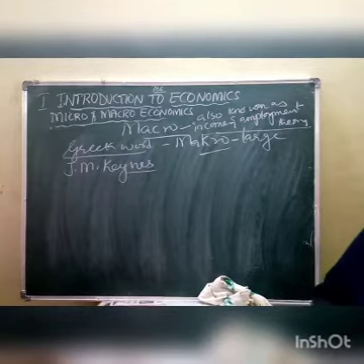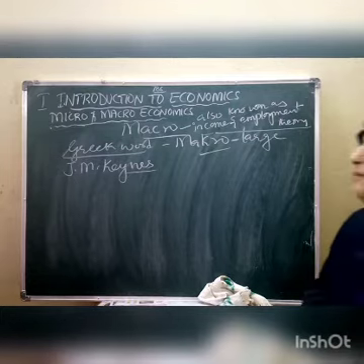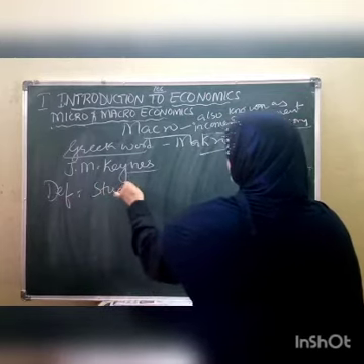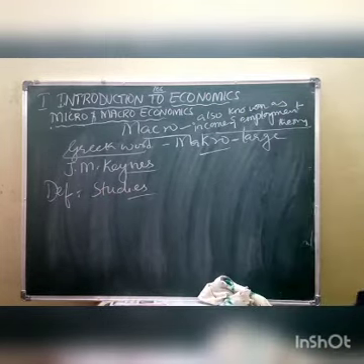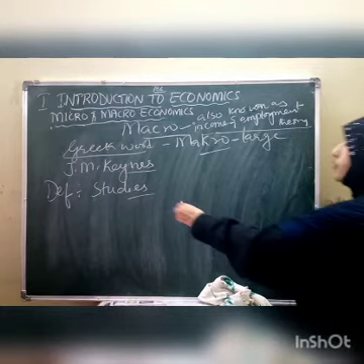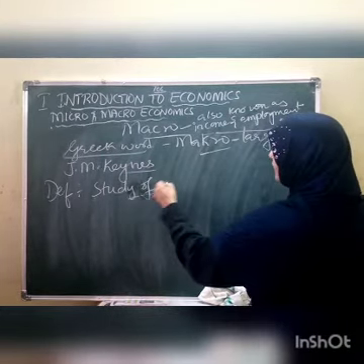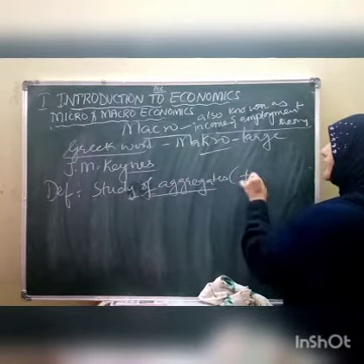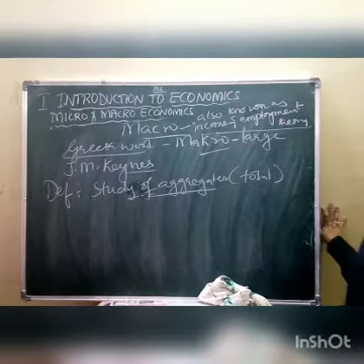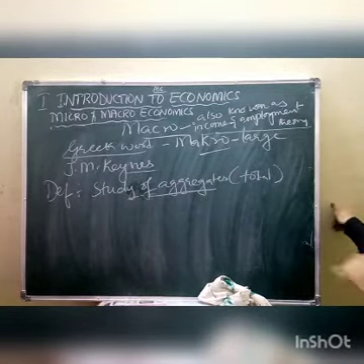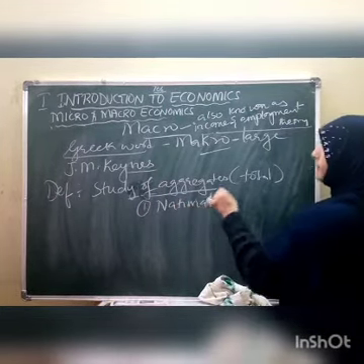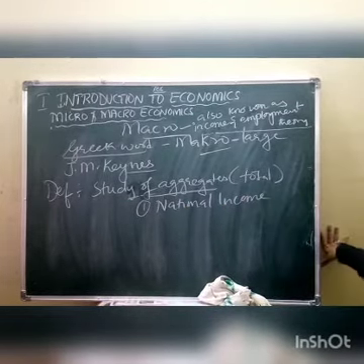Okay, children. What is the definition of macroeconomics? This is the economics that studies aggregates. Aggregate means total. What does aggregate mean, children? It studies national income.